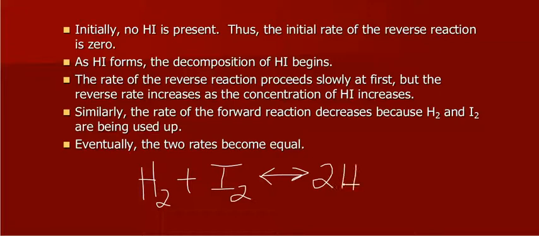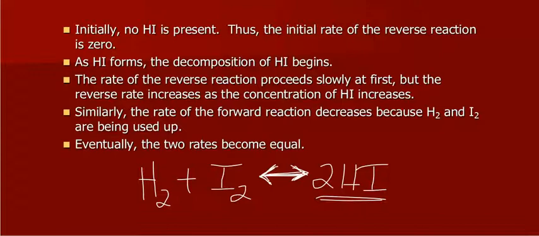Initially, there's no product present. There's no HI present, so the reverse reaction is 0. But as we form HI, the decomposition begins and the rate of the reverse picks up. Similarly, the rate of the forward slows down, and eventually the two rates become equal. So the forward rate, the production of 2HI, is equal to the reverse rate, the production of H2 plus I2.